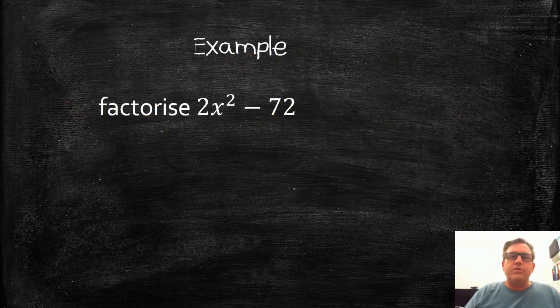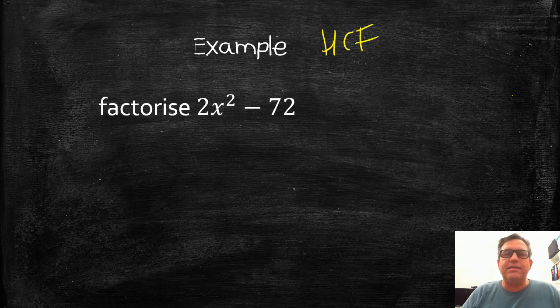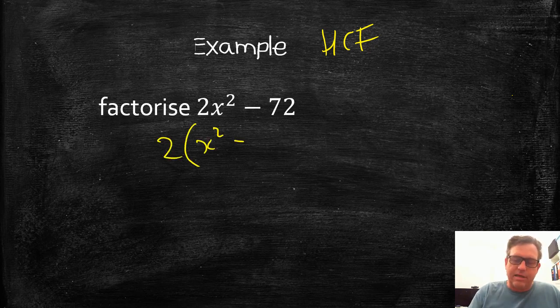Okay, so let's take this one step further now. Is this the difference of two squares? Well, 2 is not a square, and 72 is not a square. So here's the trick. Before we ever factorize anything, you always look for a HCF, a highest common factor. Our most basic factorizing. So if I look at this, do they have a highest common factor? They do. They both have a 2. So this is the same as 2 times (x squared minus 36).